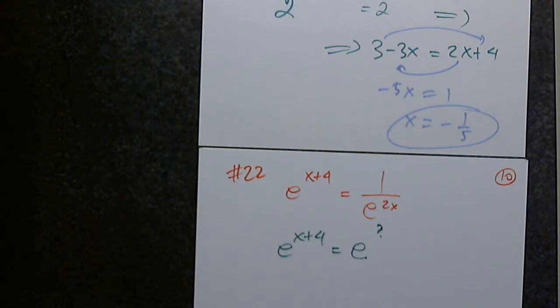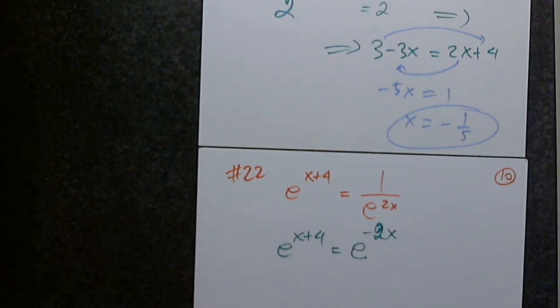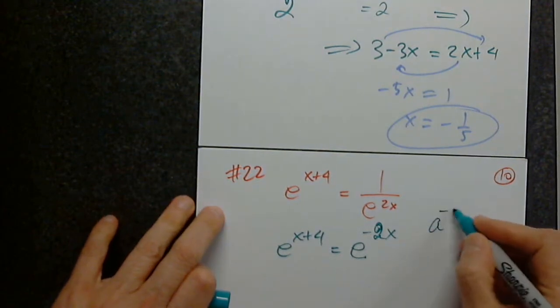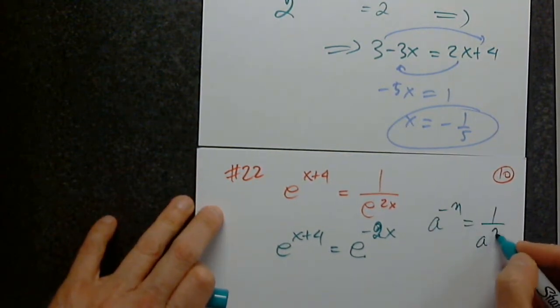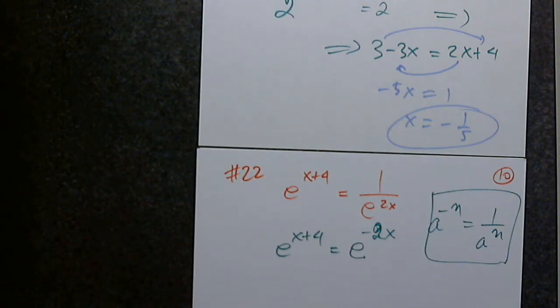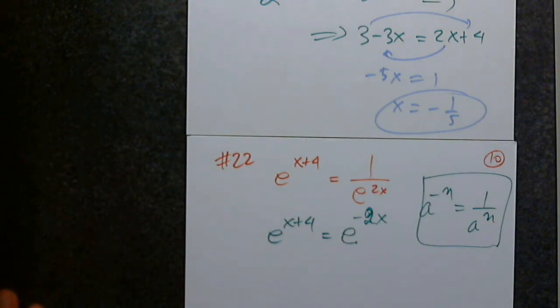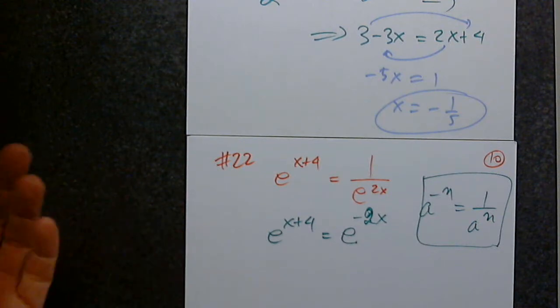Could you put negative 2x? Yes, e to the negative 2x is 1 over e to the 2x. Say it one more time. Yes. A to the negative n is 1 over a to the nth power. Oh, because it's negative, and it's negative because it's at the bottom? Exactly, yes. So then I'm back to the same situation.